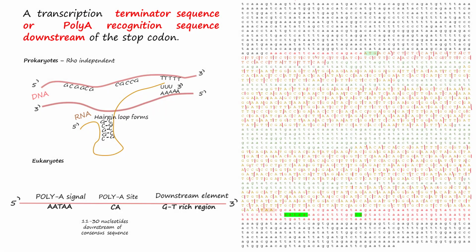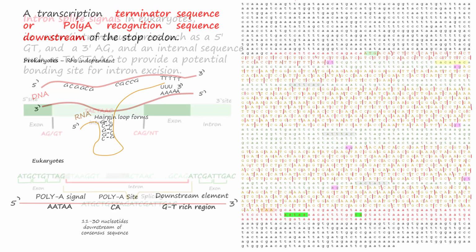There must also be transcription terminator sequences downstream of the stop codon, such as a GC-rich region and a poly-A signal, AAT-AAA, with a CA and GT-rich region downstream.